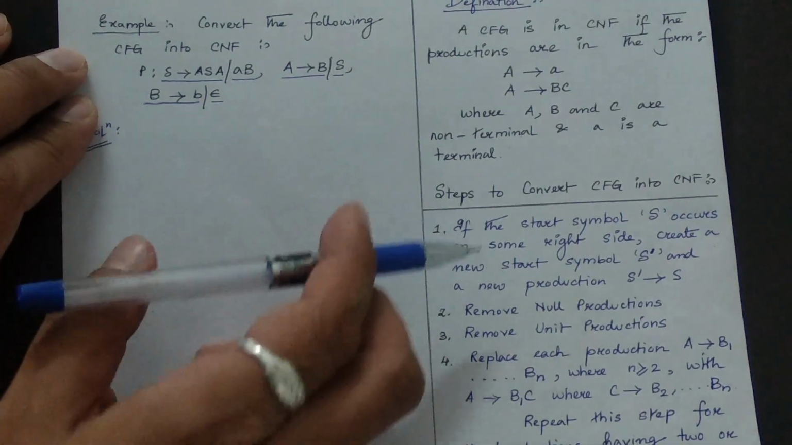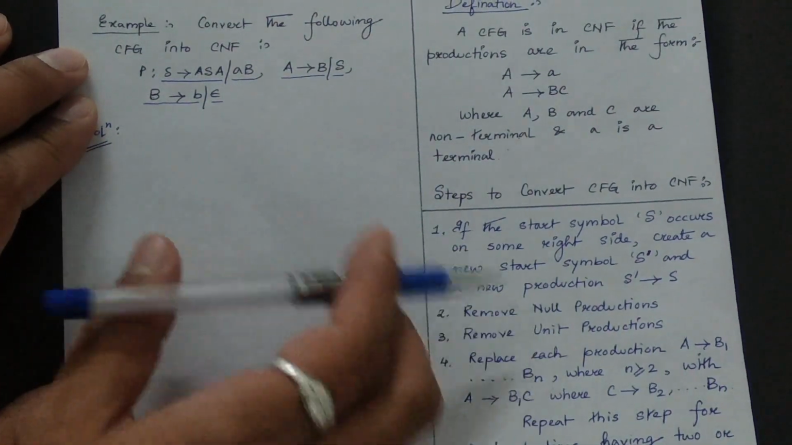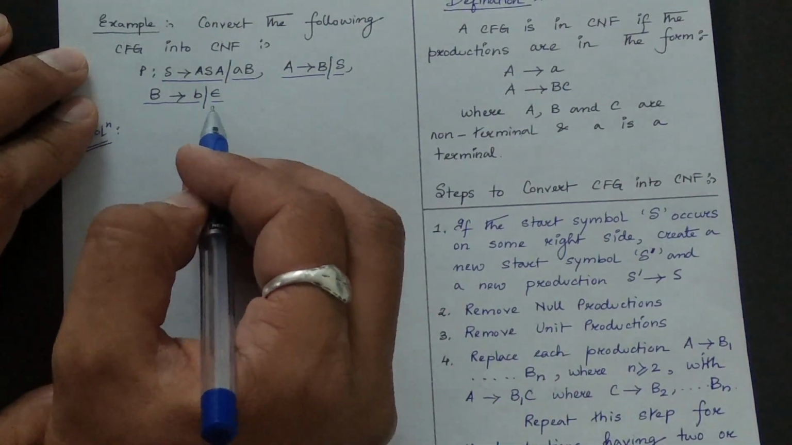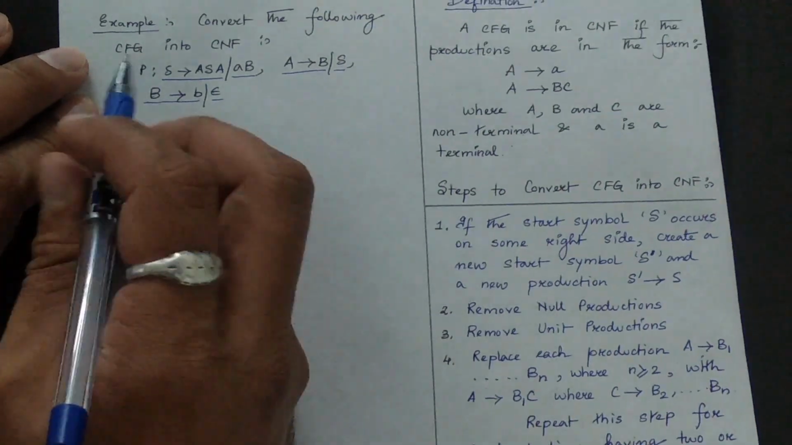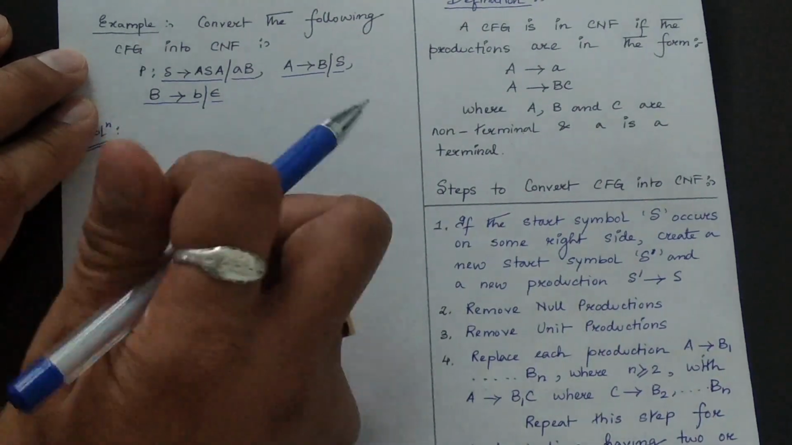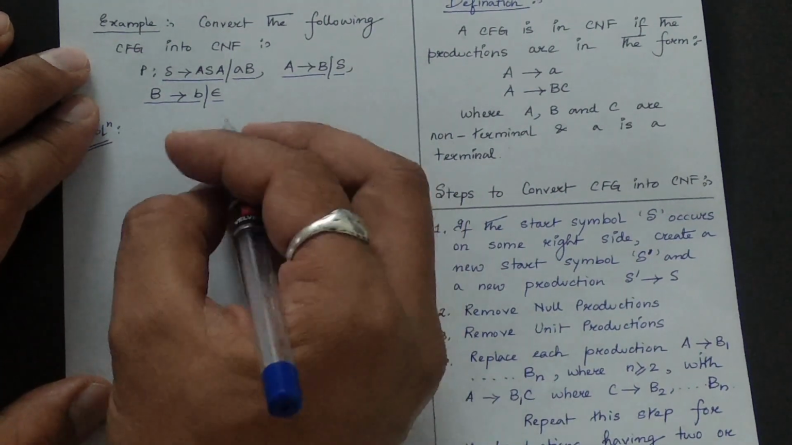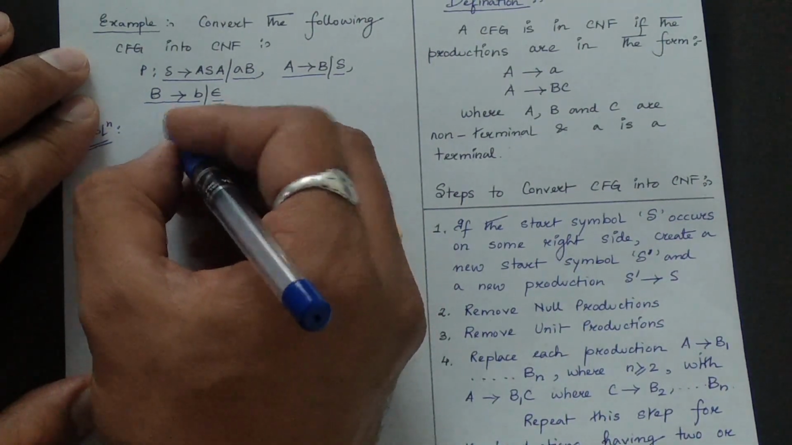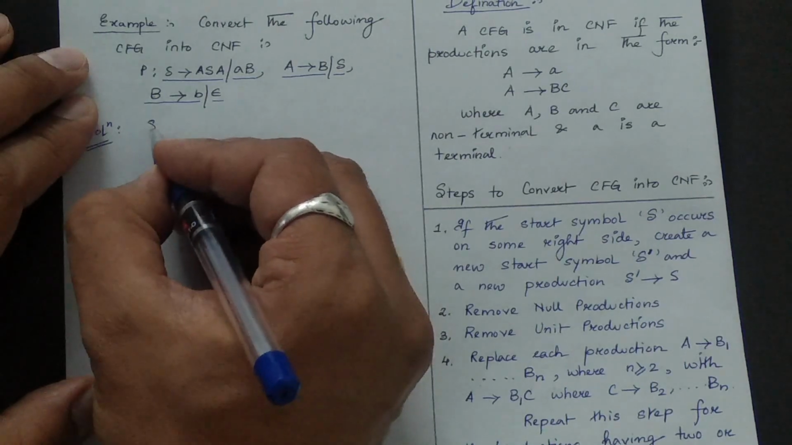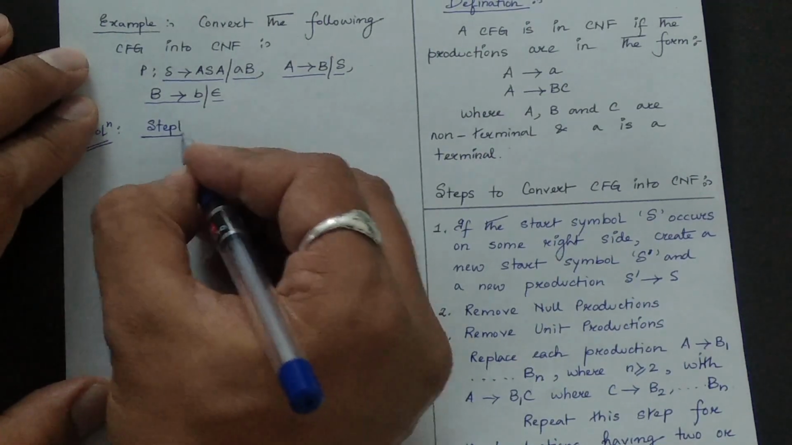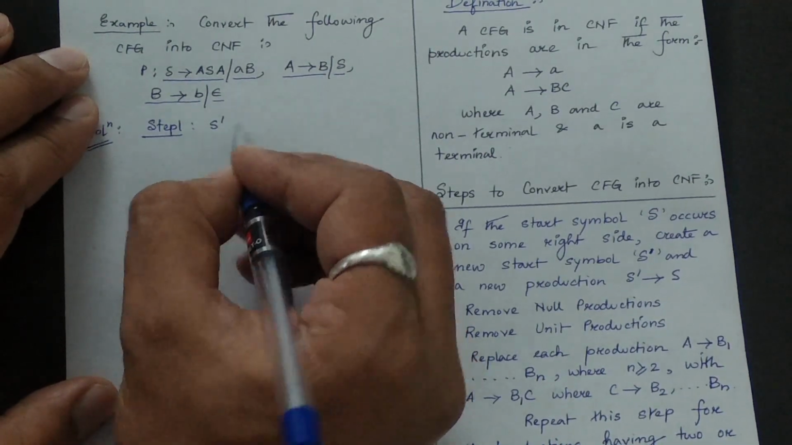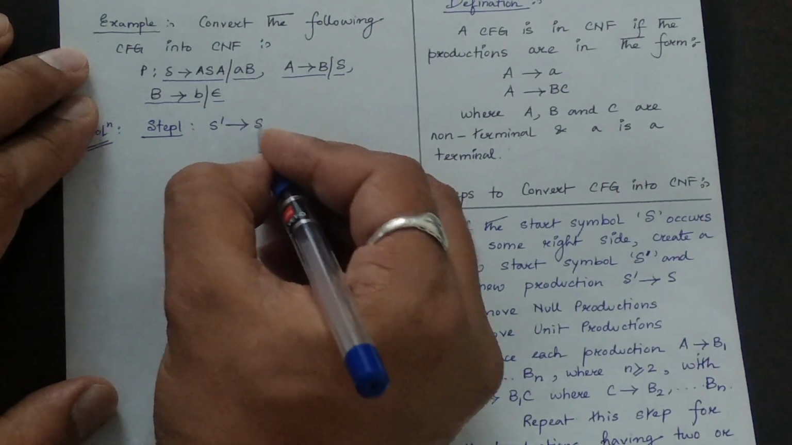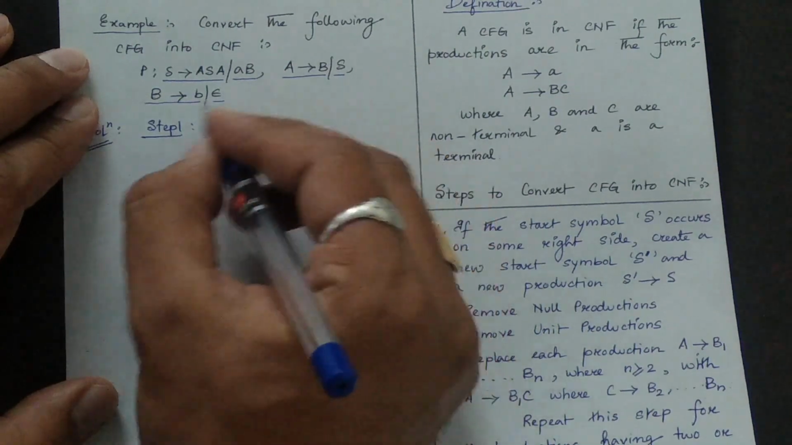But before that, we have to check whether there is any null production or unit production. Oh my god, there is a null production and a unit production also. So we have to work on step number 2 and 3, correct? Here, step number 1 you can write down like this: S dash, a new symbol, a new non-terminal I have used, and S dash tends to S, and then you can write the entire productions.